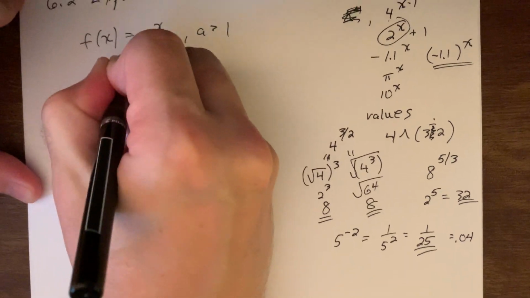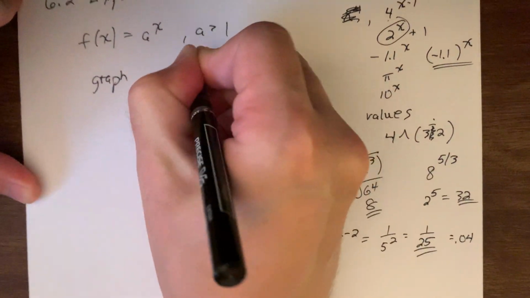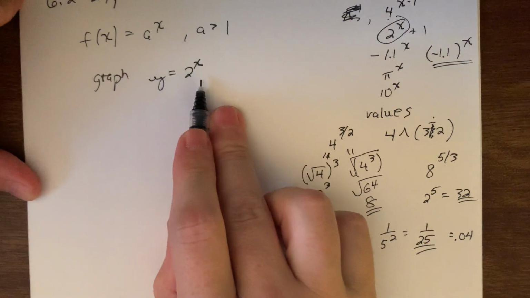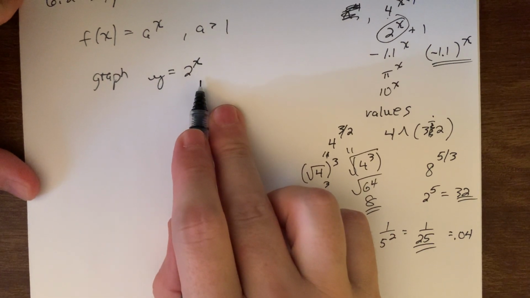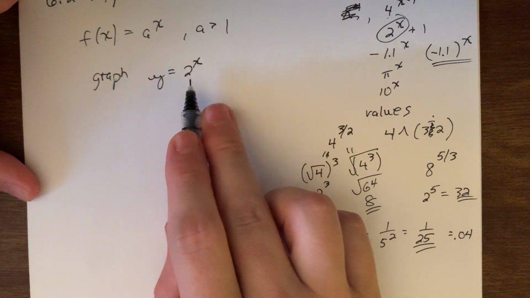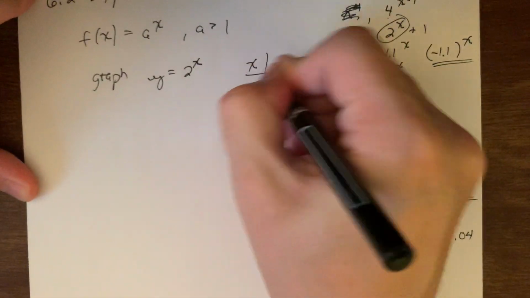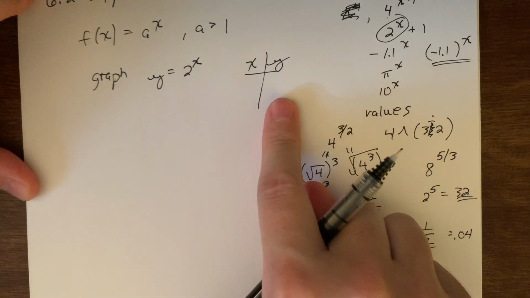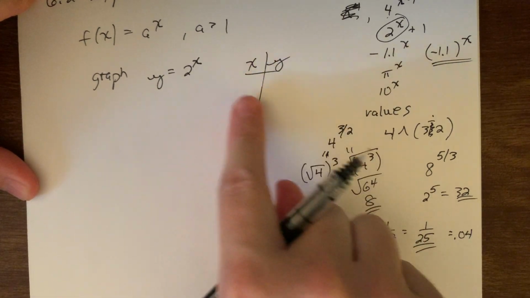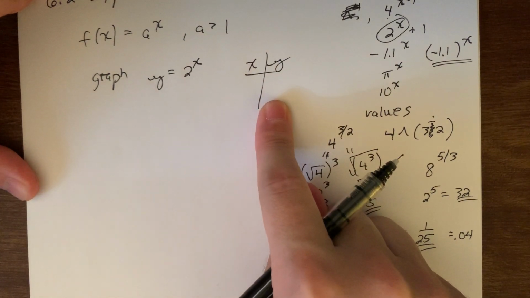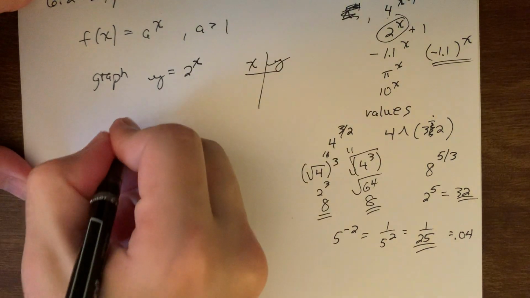And to get things started, I'm going to pick a really nice one. Let's think about the function y equals 2 to the x. Y equals 2 to the x. Well, I'm going to start off with just making an xy chart. And I'm not even actually going to make the chart. I'm going to do the arithmetic in my head and start plugging in the values.